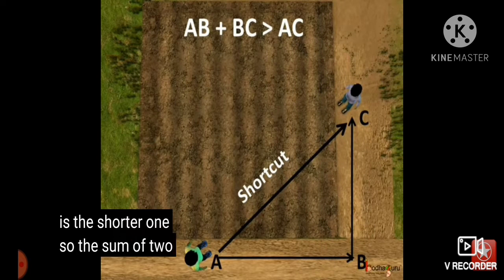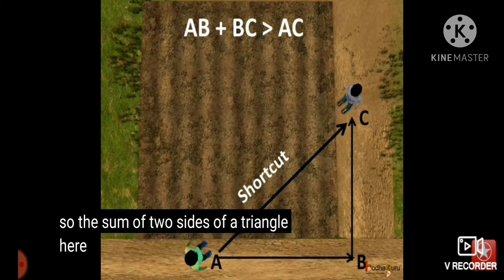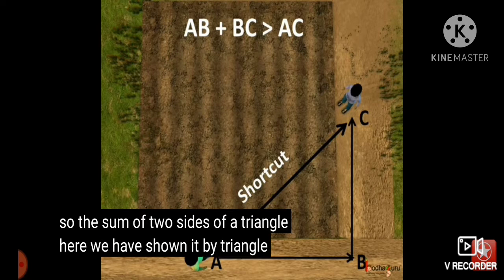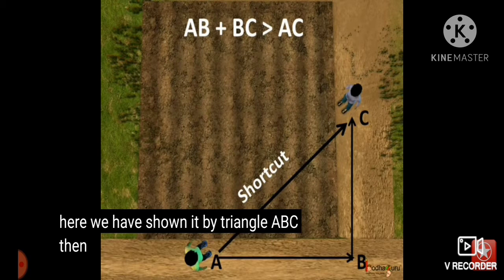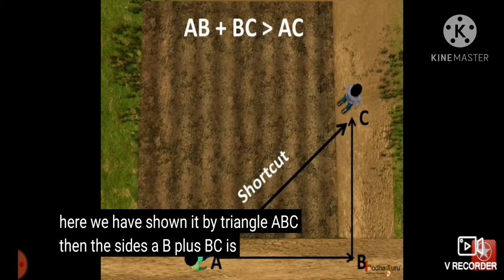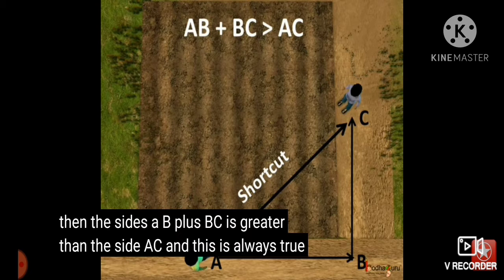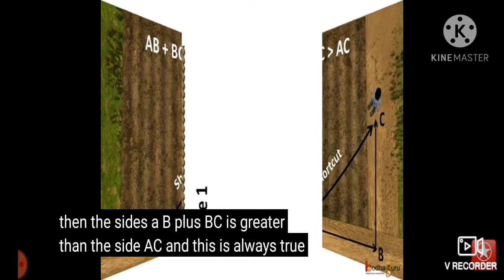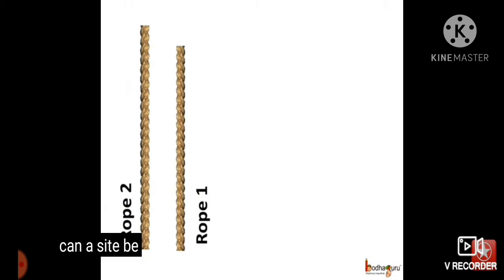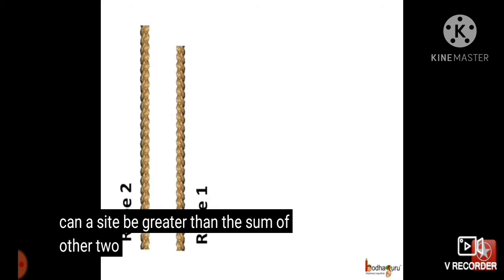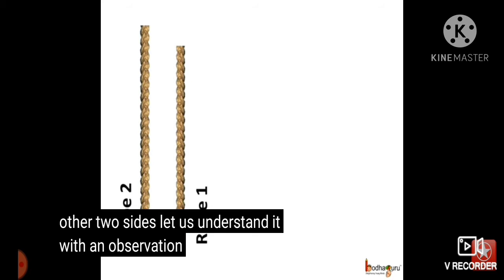So, regarding the sum of two sides of a triangle, we have shown it by a triangle ABC. The sides AB plus BC is greater than the side AC, and this is always true. Can a side be greater than the sum of the other two sides? Let us understand it with an observation.